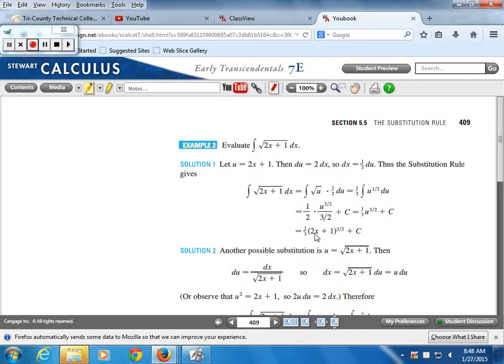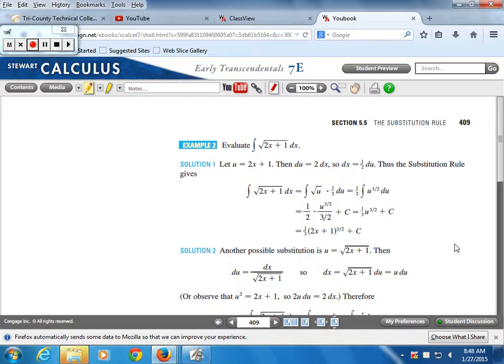And they got 1/3 times 2x plus 1 to the 3/2 plus c. Now there's another way to do it. Well, the other way to do it is to say u is equal to this whole piece. And if that's equal to the whole piece, then you can say du is equal to dx over that, and then you can solve. It's just an observation. It's not anything detrimental.